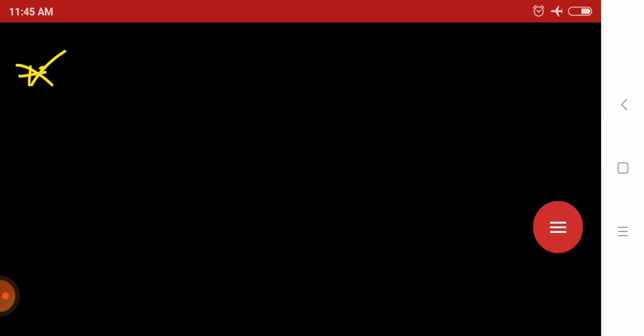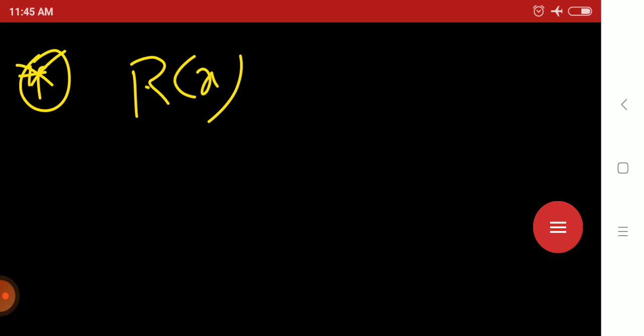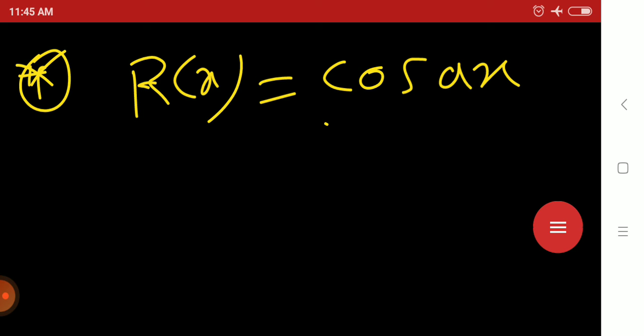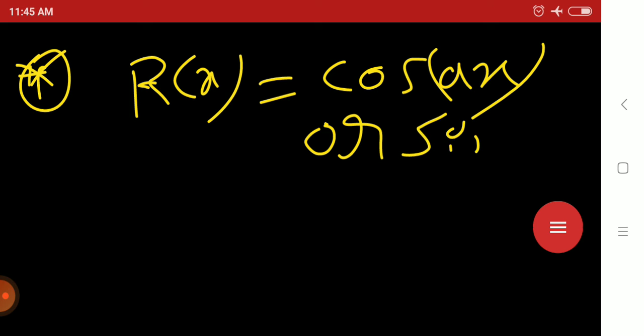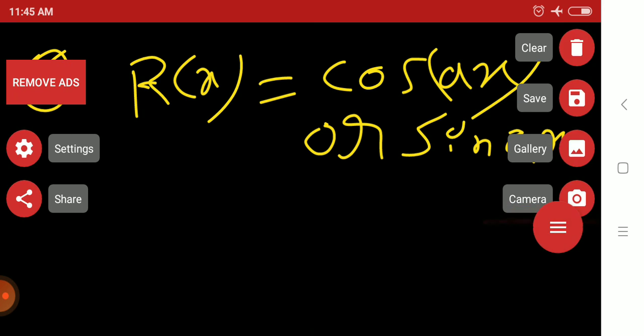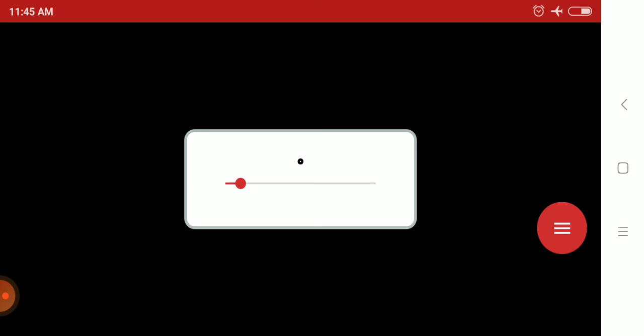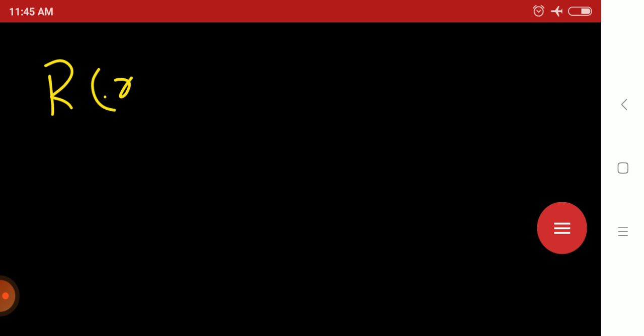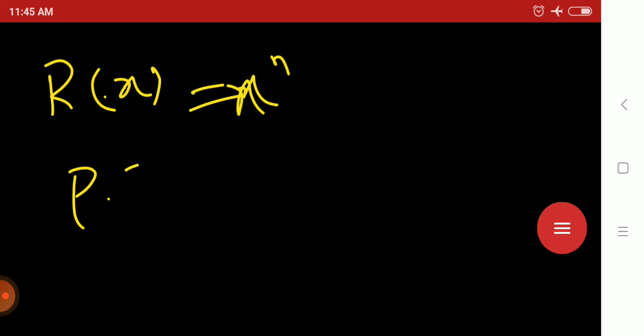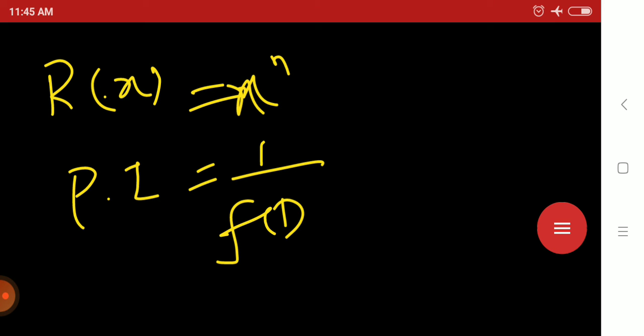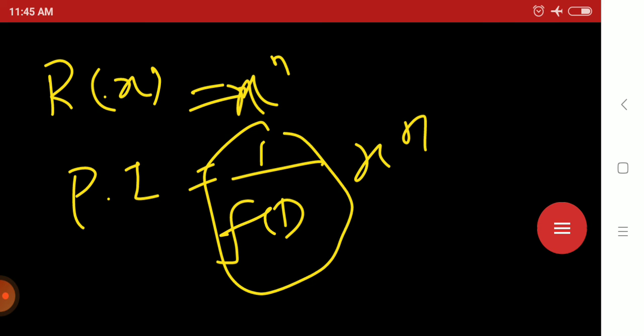And another case is such that if you are given R(x) equals cos ax or sin ax. First I am discussing all the cases, then in my next video or any other video I will discuss the examples also. In the previous case, if R(x) is a polynomial of x, such as x to the power n, then the particular integral will be 1 by f of D, x to the power n, and you have to expand 1 by f of D in a series containing positive powers of D.